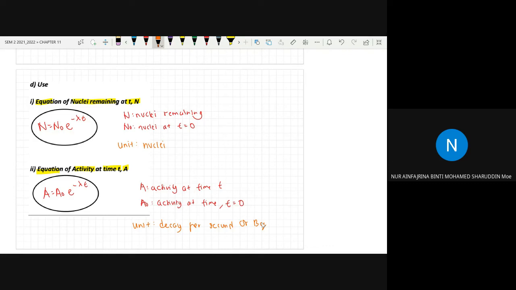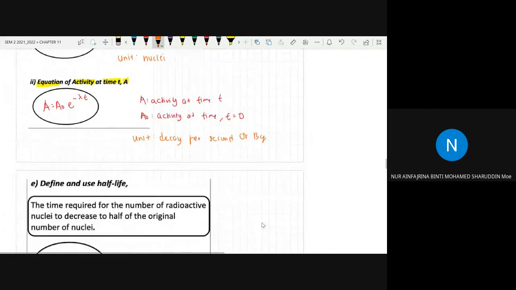Okay, are you guys still okay? Okay, so nuclei. Okay, bila kita cakap pasal nuclei kan? So we will have for example 100 nuclei. As time goes by, macam time makin meningkat, dia mesti akan tinggal sedikit nuclei, betul tak? So, waktu nuclei dia banyak, dia adalah N naught. Boleh ke? Okay, a bit more.